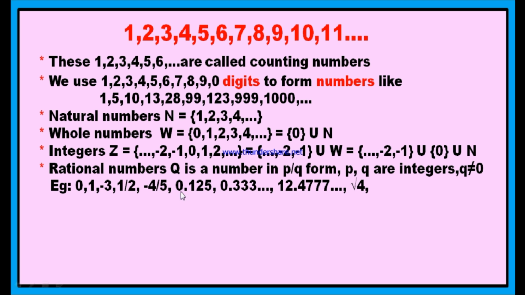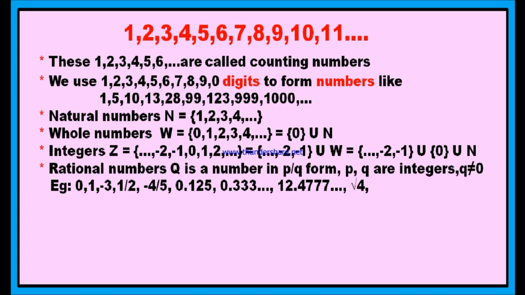If you come to decimal numbers, 0.125 is a terminating decimal, a rational number. Every terminating decimal is a rational number. This is 0.333 and so on. It is non-terminating but recurring, as 3 is repeating. Therefore, non-terminating and recurring decimals are also rational numbers. And this is 12.4 with 7 recurring. Therefore, it is again a rational number. And the square root of 4 value is 2.